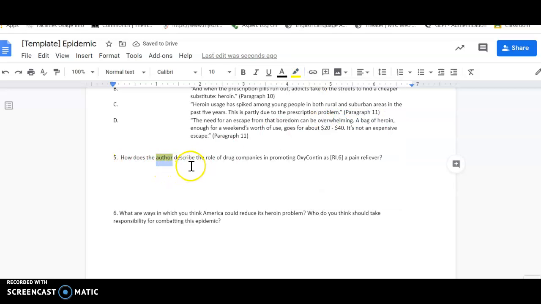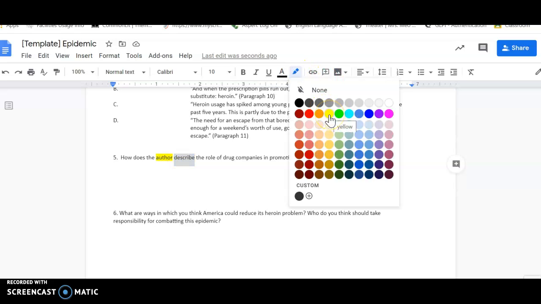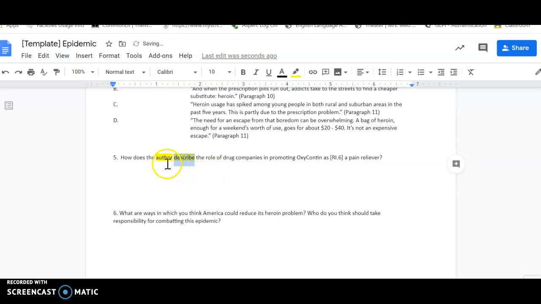So this sentence says, how does the author describe the role of drug companies in promoting OxyContin as a pain reliever? You could just ignore this number here in brackets. That's something that teachers are aware of, but you don't need to know anything about that. It relates to the content standards. And so I know that the word author is a key term. We're talking about the person who wrote the article. I think that the word describe is probably a key term as well because it has to do with the purpose of the article. What did the author do to describe someone or something?